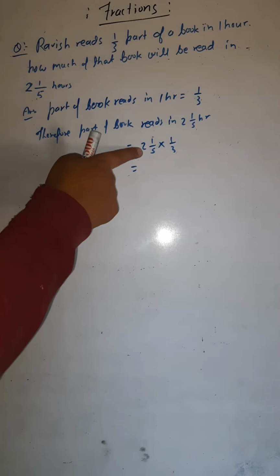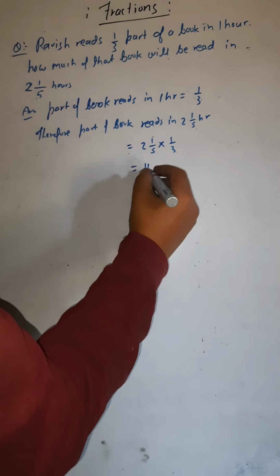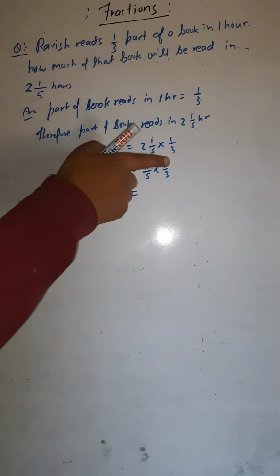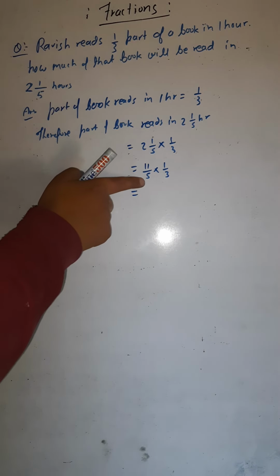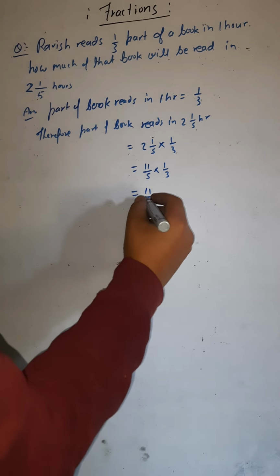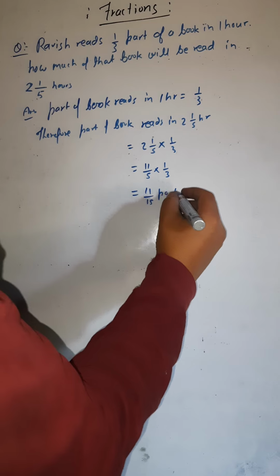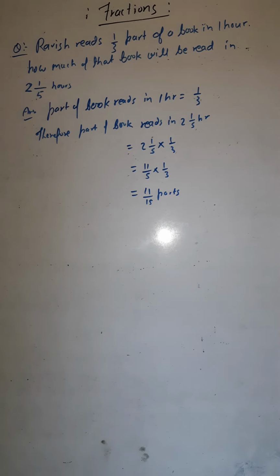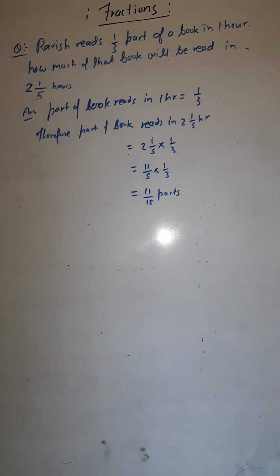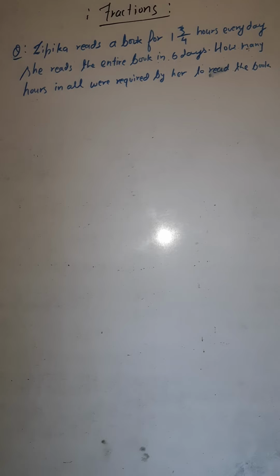So just simplify. 5 twos are 10, 10 plus 1, 11/5 you can write it. Multiply 1/3, then again just multiply. You cannot cut, so multiply numerator to numerator, denominator to denominator. 11 ones are 11 and 5 threes are 15. So 11/15 parts of the book Ravis will read in 2 whole 1/5 hours. Are you getting this? Note it down. And this is the next question.